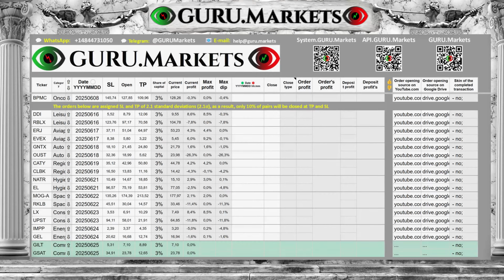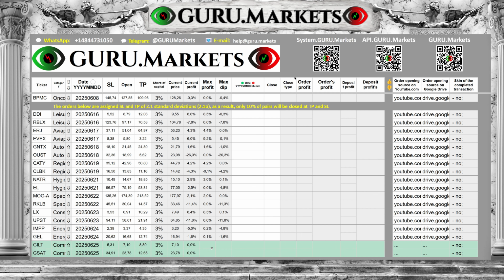Based on the results of the Securities Assessment of Globalstar Inc. by the Reference System of Assessment GURU.Markets, a decision is made. Open the trade for sale at a price of $23.78 per share. The deal is open because the company has a fairly low valuation.